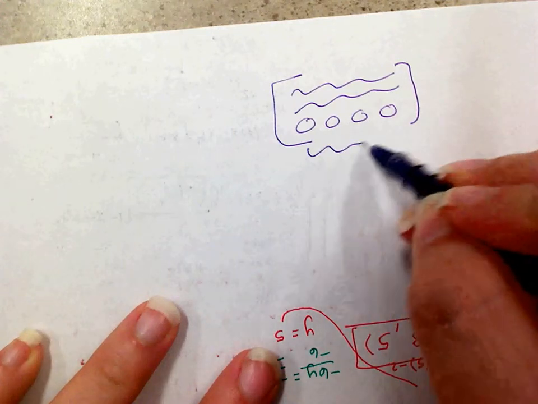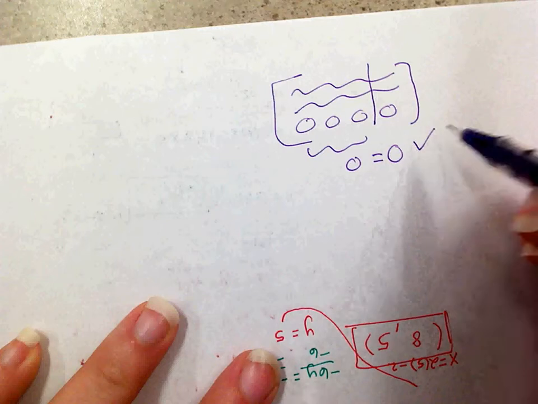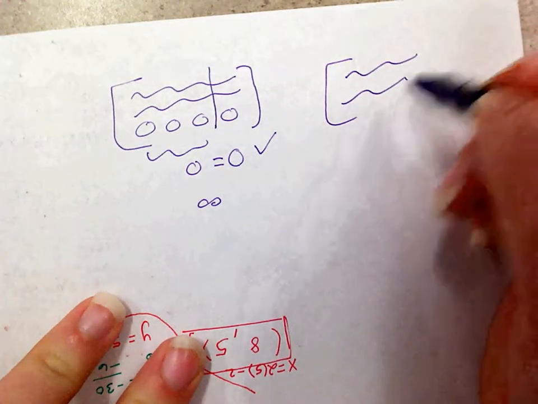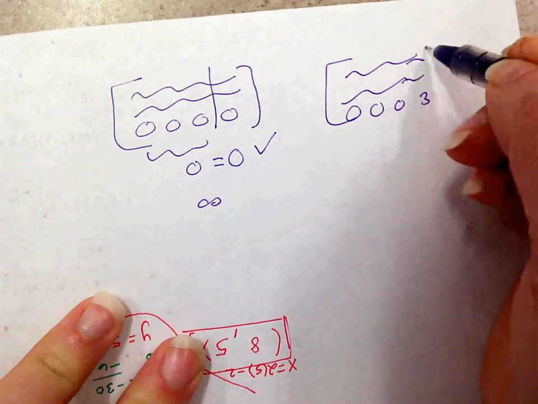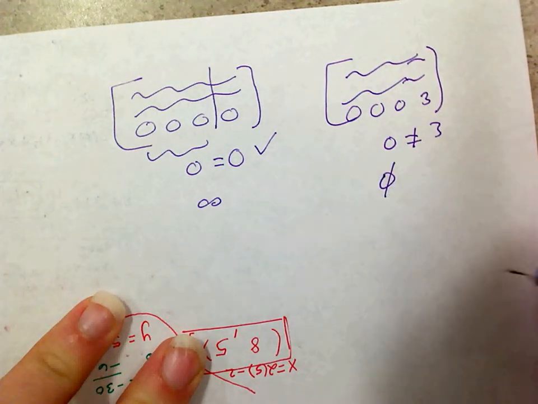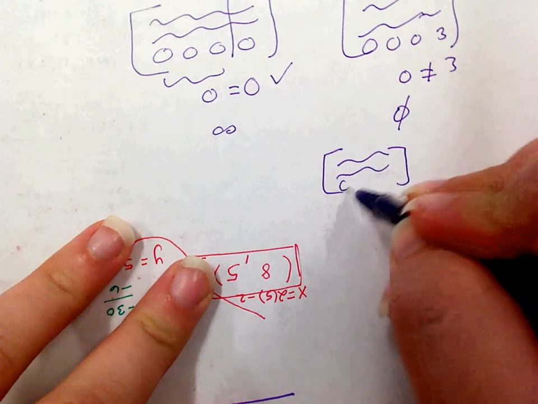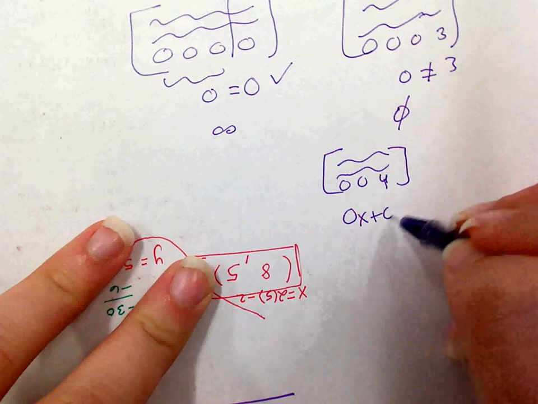Okay, infinite solutions. But if you get 0, 0, 0, and then a number, 0 does not equal 3, so that is no solutions. Can it also happen on just a 2x3? 0, 0, 4? That would mean 0x plus 0y equals 4, and 0 does not equal 4. Okay, so you have to remember.